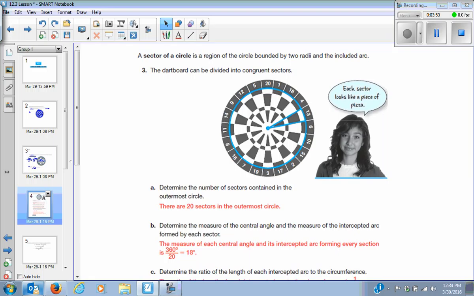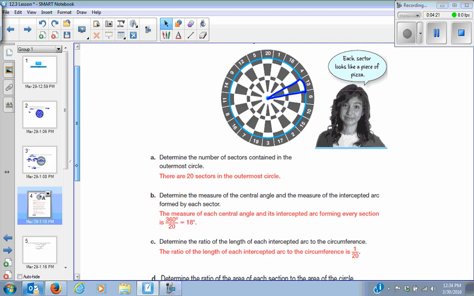All right, now keep going down in your book, and you'll see it says a sector of a circle is a region of the circle bounded by 2 radii and the included arc. So if we were talking about the sector, right here they labeled it for you. This would be a sector, kind of like a piece of pie. Yes, leave it to Mr. Martin to talk about something fatty.